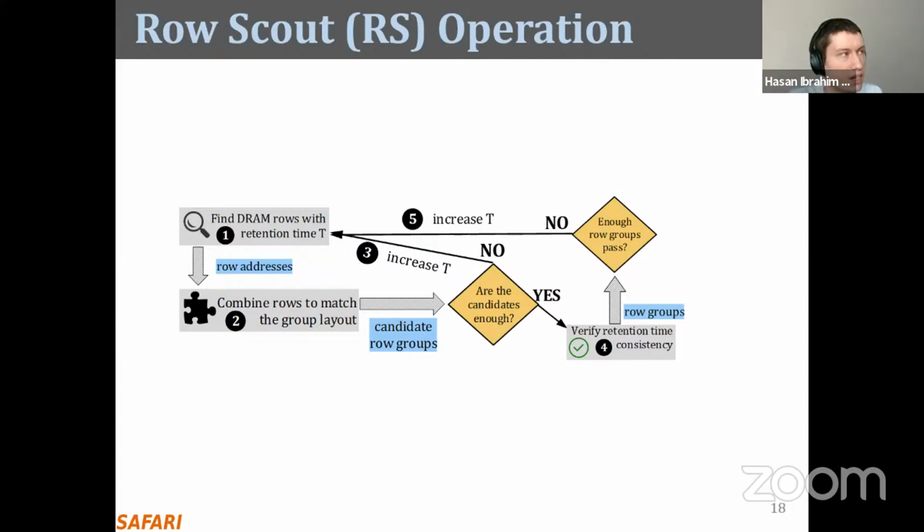And if that's not the case, we again return to step 1 by increasing T, same as in step 3, and we try to find more rows that fail at certain retention times. But if we have enough row groups, we are done. The row scout outputs the retention profile rows file, which, as I said, contains the addresses of these row groups and their retention times.